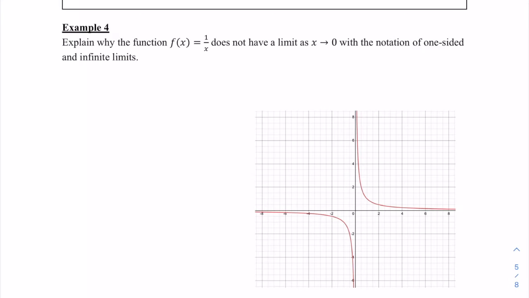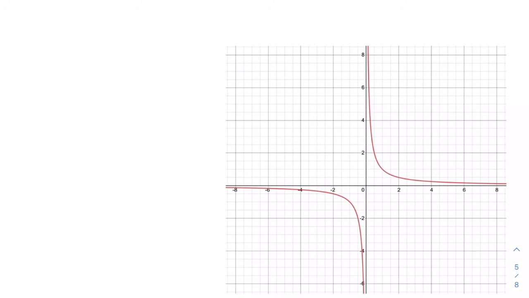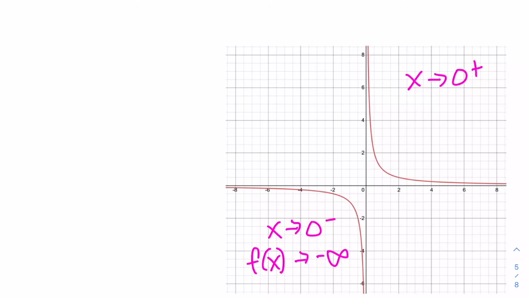Now let's use those notations to explain why f of x equals 1 over x does not have a limit as x approaches 0. Again, looking at the graph, as x approaches 0 from the right and the left, the function is approaching different numbers. So as x approaches 0 from the left, f of x is approaching negative infinity. It keeps going down. As x approaches 0 from the right, the function is approaching positive infinity.